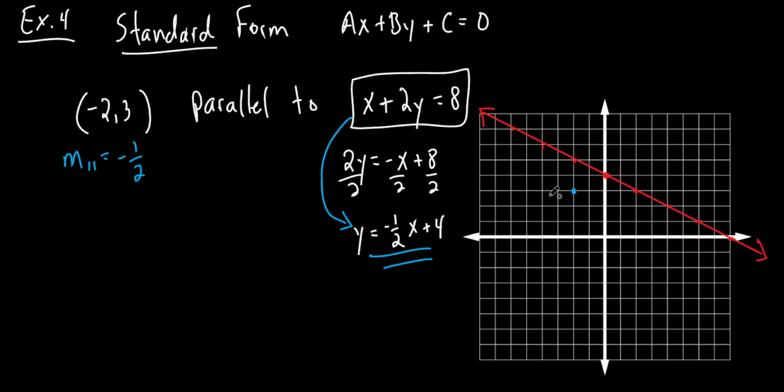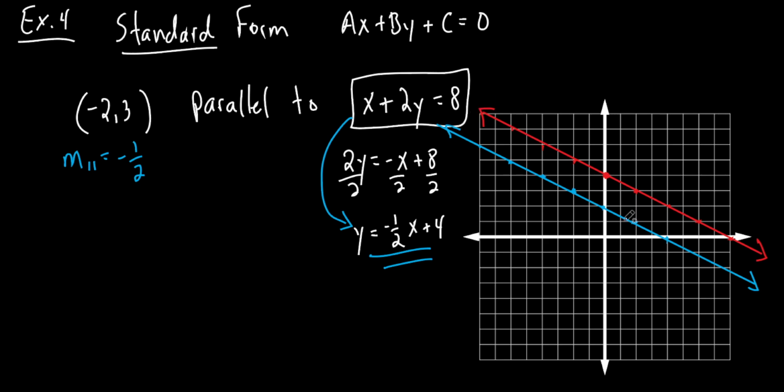So how would I graph my blue line? Well, I know it goes through negative 2, 3, and it has a slope of negative 1 over 2. So negative 1 over 2, negative 1 over 2. I'll just do a few of these. Up 1 to the left 2, up 1 to the left 2. Let's do one more right there. Is that okay? So I'm going to connect from here to here and check it out. It's got the same exact slope, so what must be true about those two lines? They must be parallel.